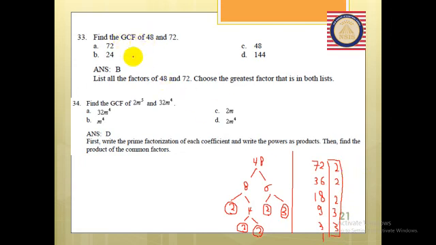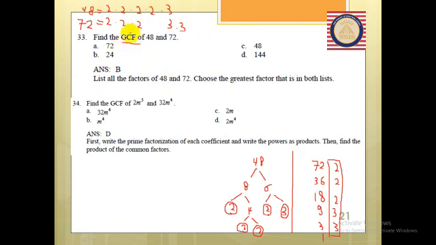So how to get the greatest common factor? I will list 48 and 72. Let's list it. Okay, here 48 equals what? 2 times 2 times 2 times 2, 4 times, and times 3 at last. Okay, very good. Let's see 72. I'm going to list 72. It equals 2 times 2 times 2, and 3 times 3.